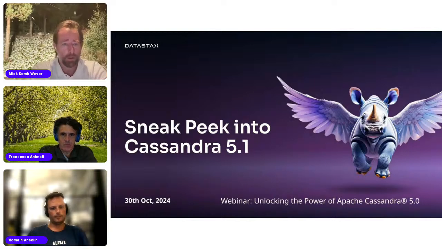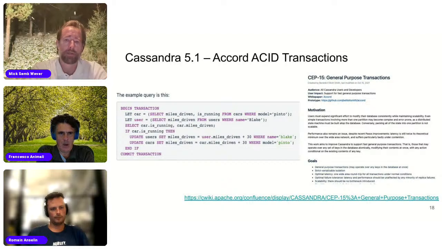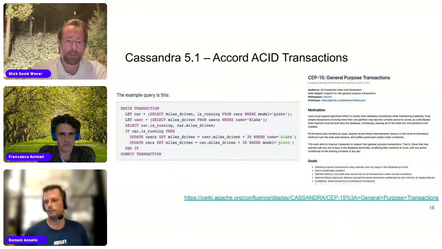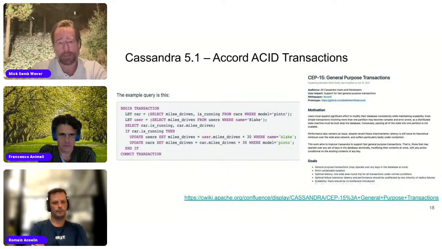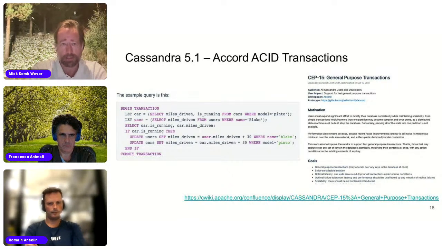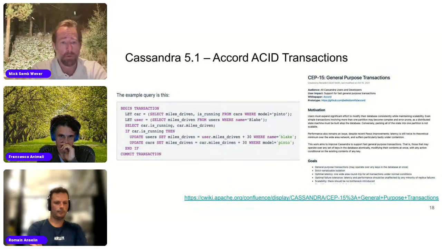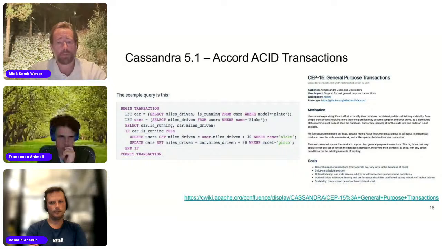So having just a quick look at Cassandra 5, what have we got coming? The headliner has to be the Accord transactions. This is going to make Cassandra an ACID compliant system. In fact, because it implements strictly serializable isolation, it makes it the most ACID compliant database out there, on par with Spanner.